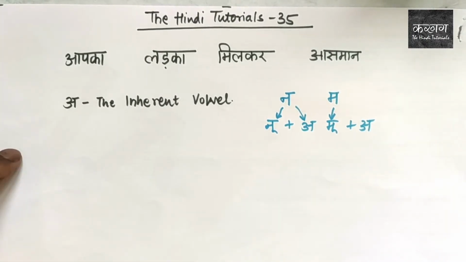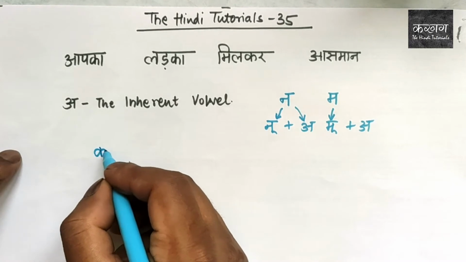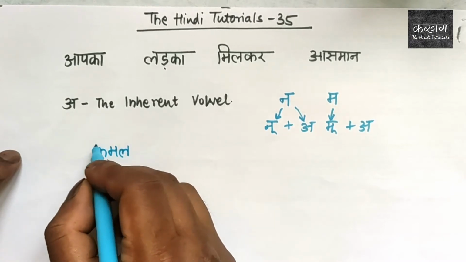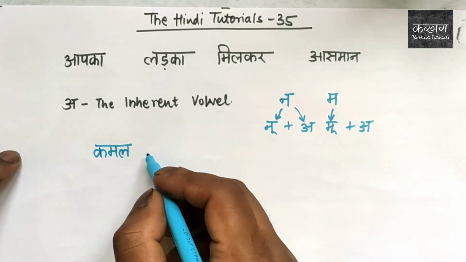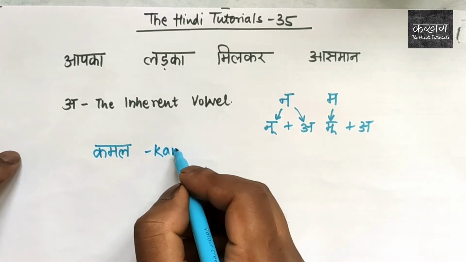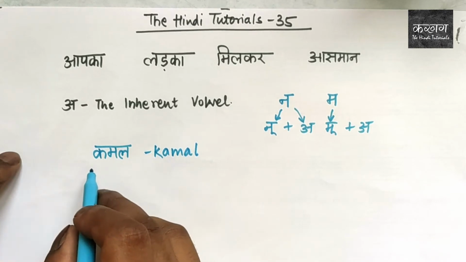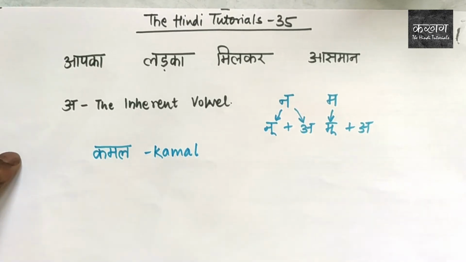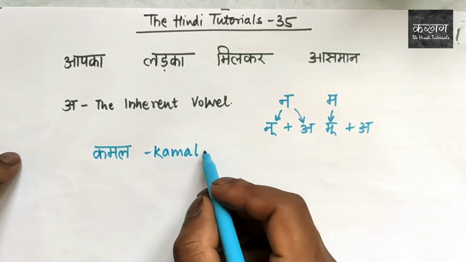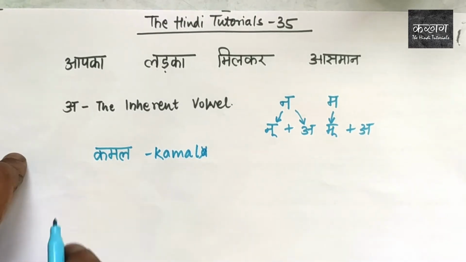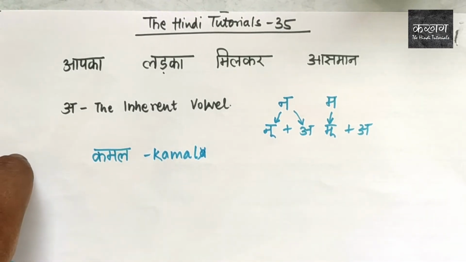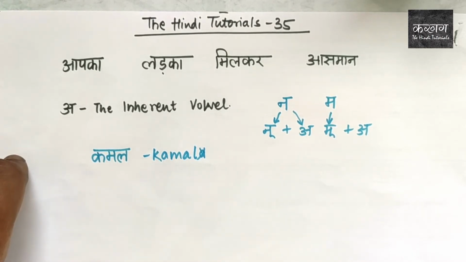Previously I had told you that we don't pronounce the a that comes at the end of a word. Like Kamal. Ka, Ma, La. So separately they are Ka, Ma, La. But when we write Kamal, we don't pronounce the last a. Kamal. Apart from the last vowel, there are some more situations in which we don't pronounce the inherent vowel.